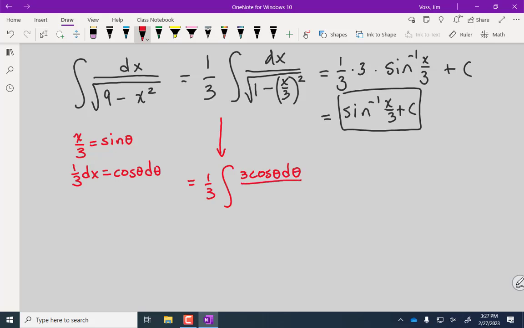And what's the denominator? 1 minus sine squared, which is cosine squared. Square root of cosine squared? Cosine. And it all cancels. So those cancel, and we end up with the integral of d theta, which is theta. And theta is the inverse sine of x over 3. So if you forget your basic forms, it's not that big a deal. As long as you know your trig sub, you don't even have to remember your basic forms anymore. All you need to know is sine, secant, or tangent.